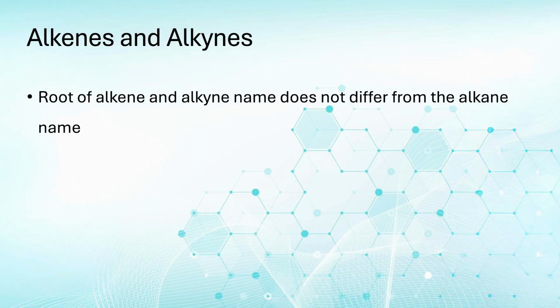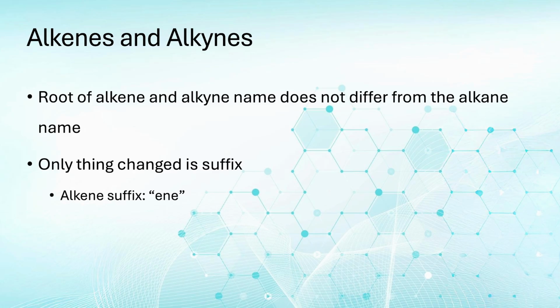Let's talk about it. In the past chapter, we briefly mentioned that the root of alkenes and alkynes doesn't change from the alkane name. The only thing that changes is the suffix. Alkenes have the suffix "-ene", and alkynes have the suffix "-yne". Let's focus on alkenes first.